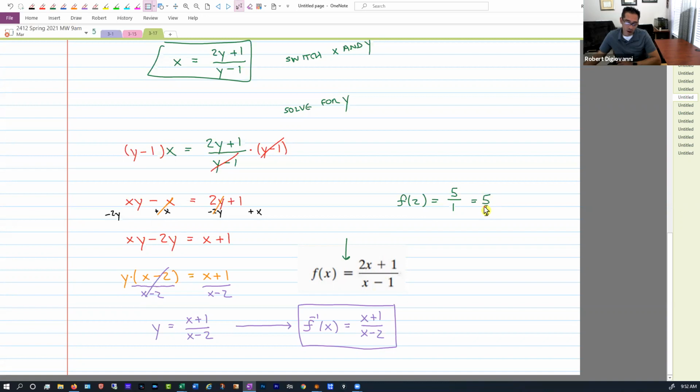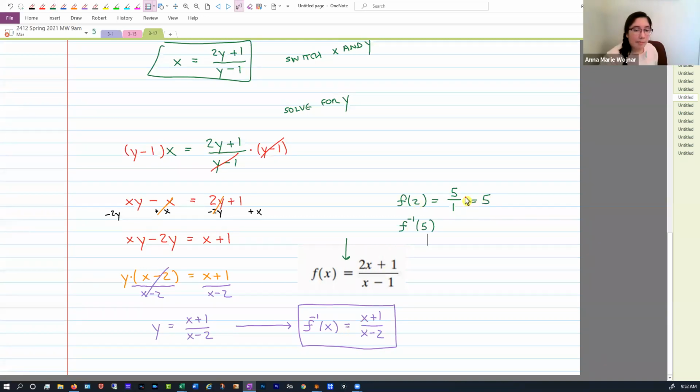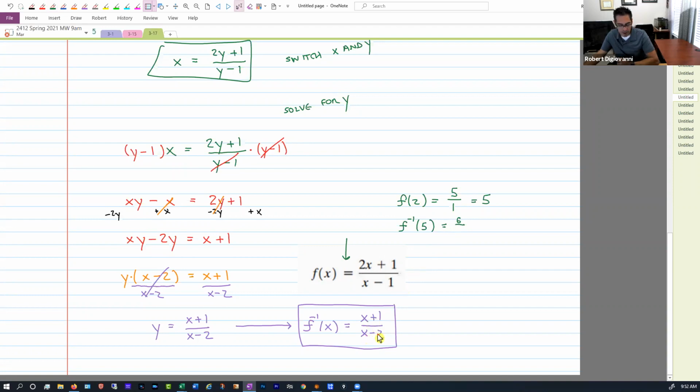Now, what should happen if I take that 5 and plug it into the inverse function? If I take that 5 and plug it into this, what should it spit out? 2. It should come back and take that 5 back to 2. Let's check and see if it does. So plug 5 into this. Get 5 plus 1, that's 6 over 5 minus 2 is 3. And sure enough, that's 2. And that's not a coincidence. That's because it is correct.